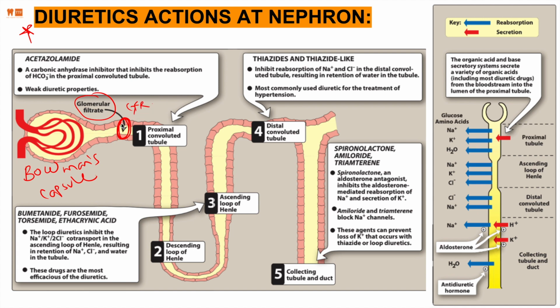It first passes through the proximal convoluted tubule. Then that fluid moves down the loop of Henle, the descending loop of Henle, and then moves up to the ascending loop of Henle. Then moving on to the distal convoluted tubule, right? So proximal, distal. After which it leaves the body as it goes through the collecting tubule and collecting duct.